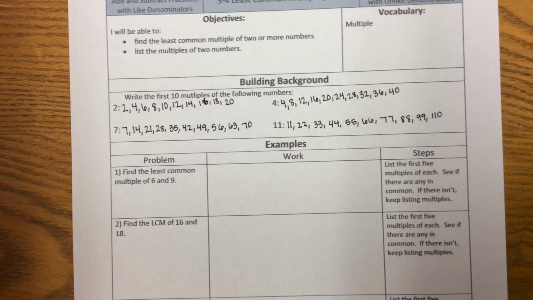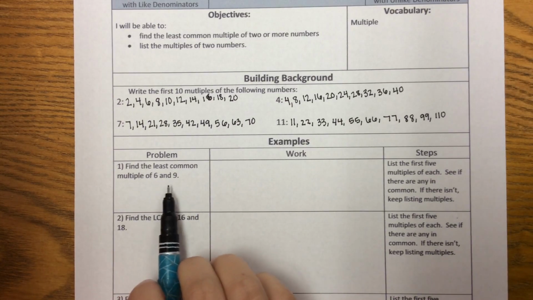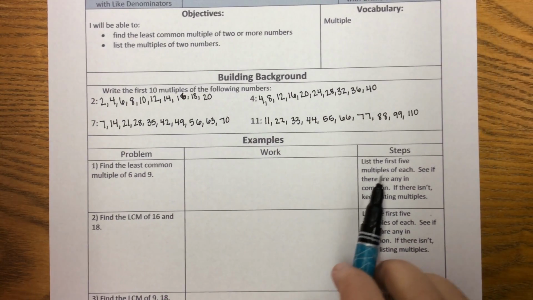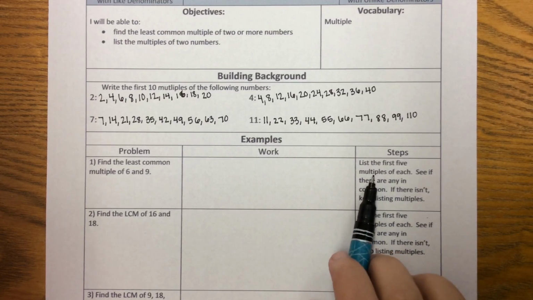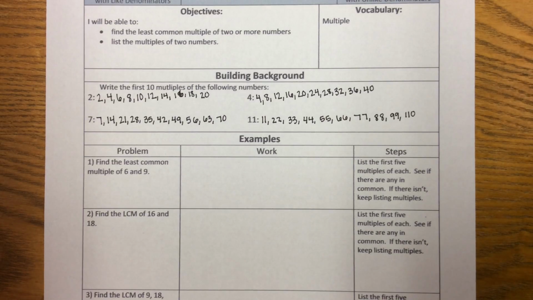All right, so here we go with example 1. We're going to find the least common multiple of 6 and 9. So the first thing we're going to do is list the first 5 multiples of each and see if there's anything in common. If there isn't, we need to keep listing those numbers.